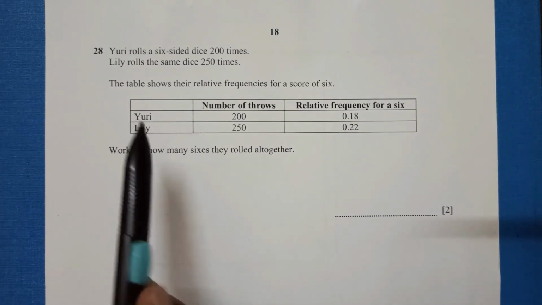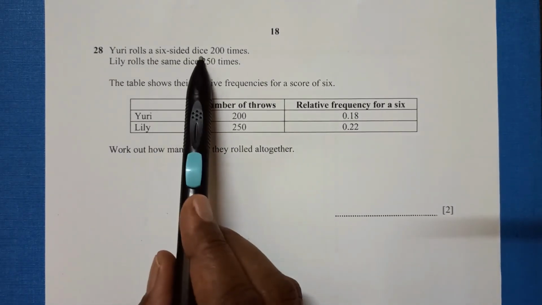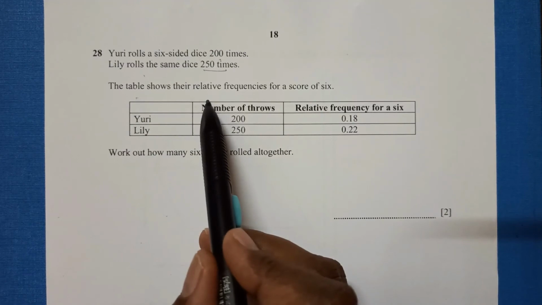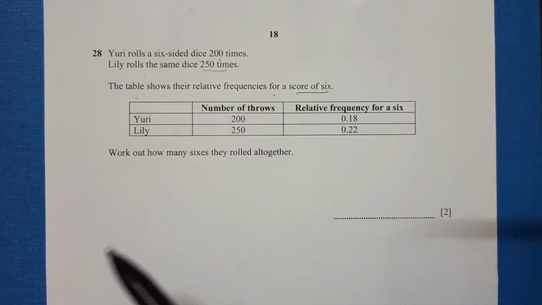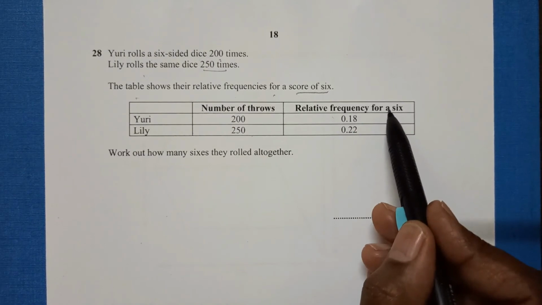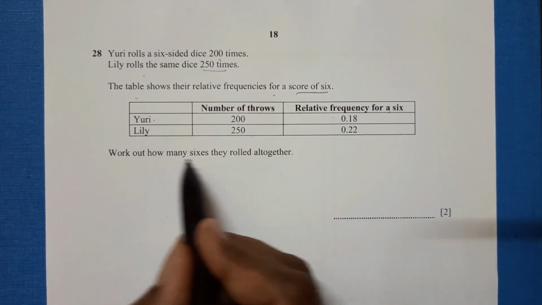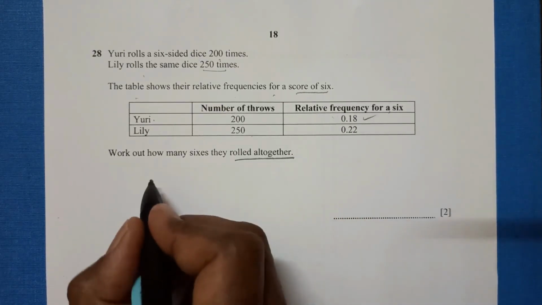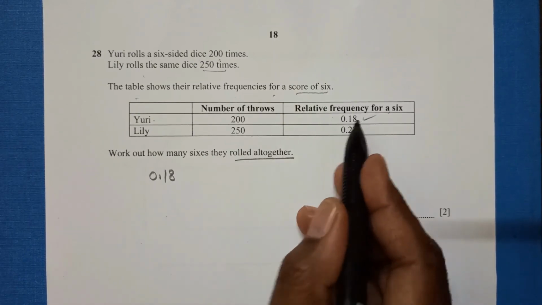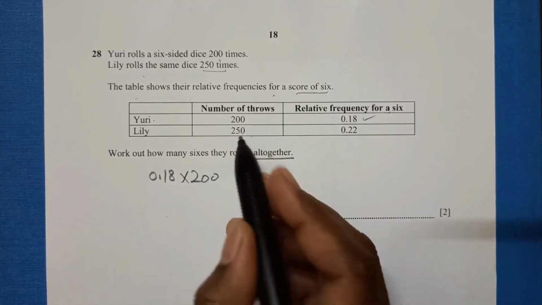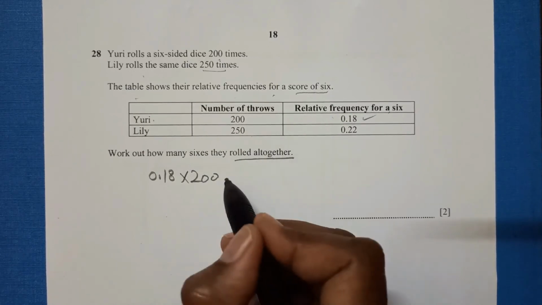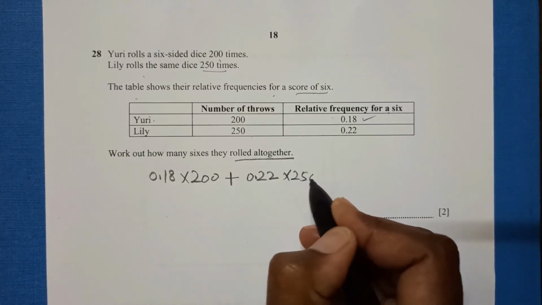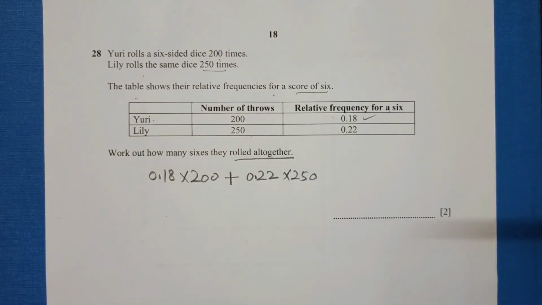Now the last question of this paper, number 28. Yuri rolls a 6-sided dice 200 times. Lily rolls the same dice 250 times. The table shows their relative frequency for a score of 6. This is the number of throws here, relative frequency for 6, Yuri and Lily. Work out how many 6s they rolled altogether. So this is the score, 0.18 times 200, because Yuri threw 200 times, then plus 0.22 for Lily. How many times did she throw? 250. So let's calculate this.